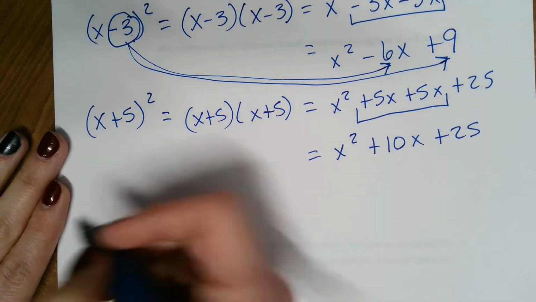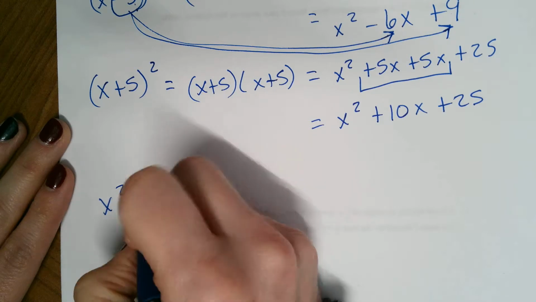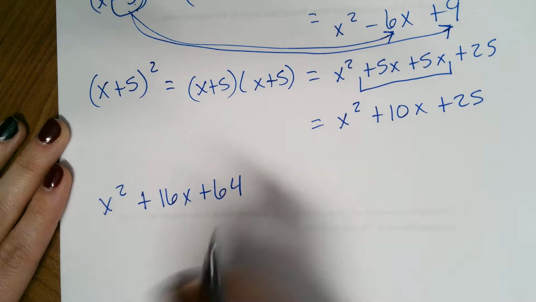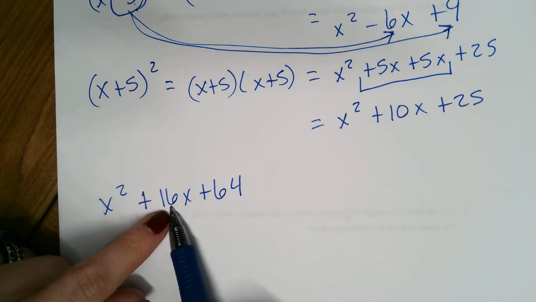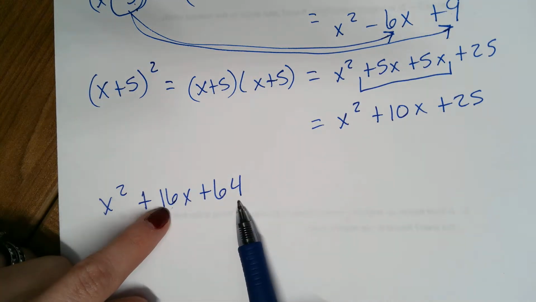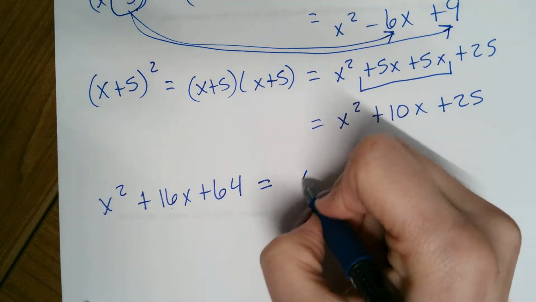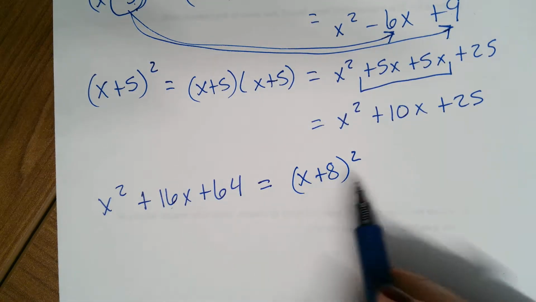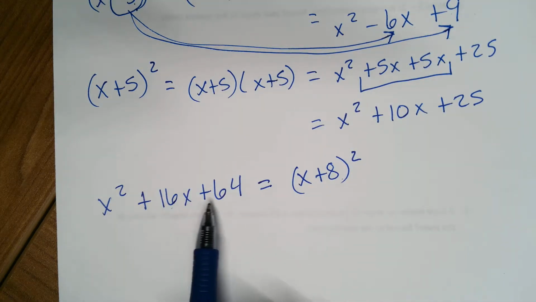So if I had x squared plus 16x plus 64, how could I get back? Well, what number would I double that gives me 16, that when I square it, I get 64? And hopefully you did say 8. So this compacts back down into x plus 8 squared. And if we multiply that back out, just like we did the above two examples, we should get this x squared plus 16x plus 64.